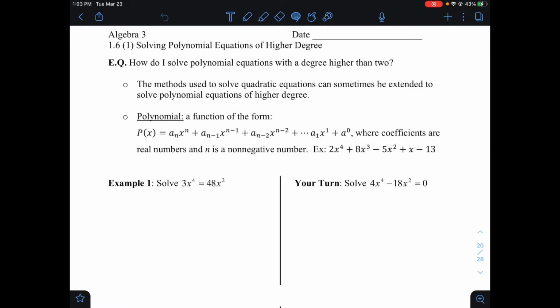Today's lesson is section 1.6, day 1, and we're going to work on solving polynomial equations of higher degree. We're going to start off by using some of the methods that we use to solve quadratic equations to help us solve some of these equations of higher degree. So we might eventually end up employing some type of factoring method or breaking something down, so that way we might be able to use quadratic formula.